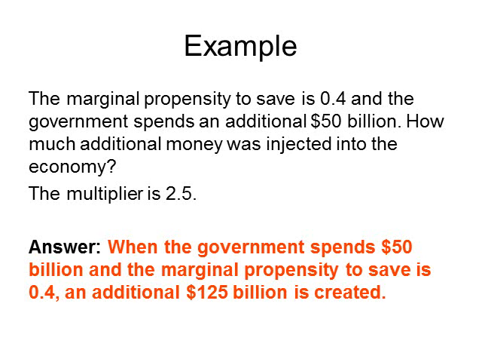So our formal answer is, when the government spends $50 billion and the marginal propensity to save is 0.4, an additional $125 billion is created in income.